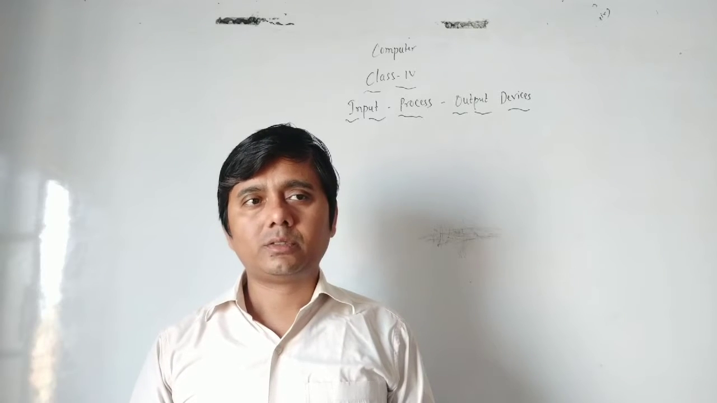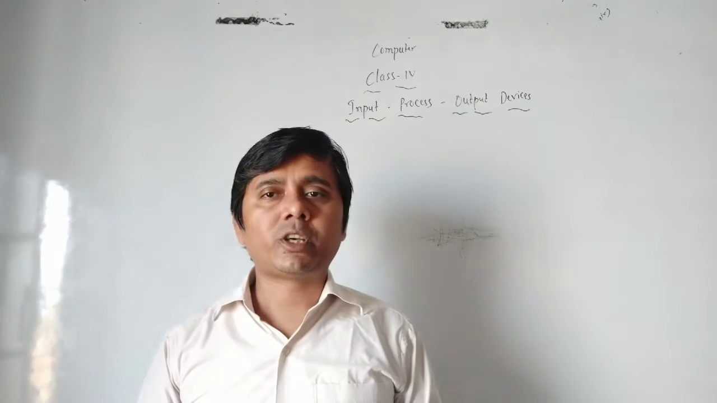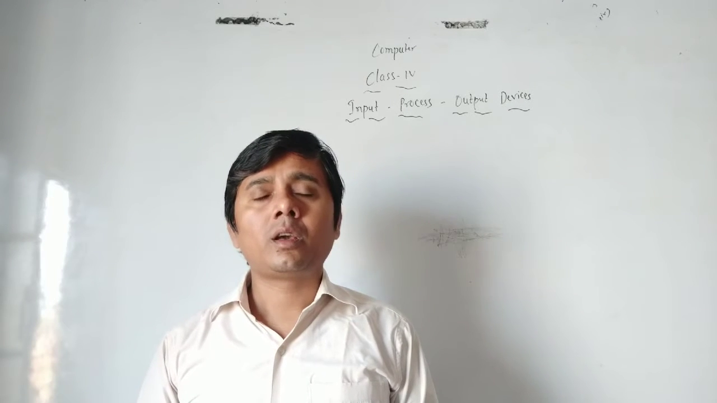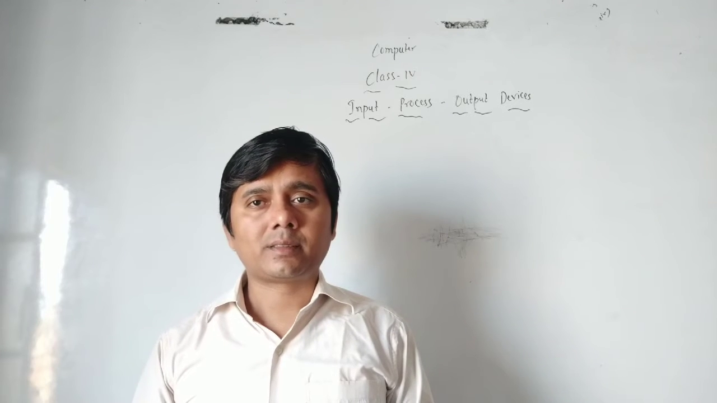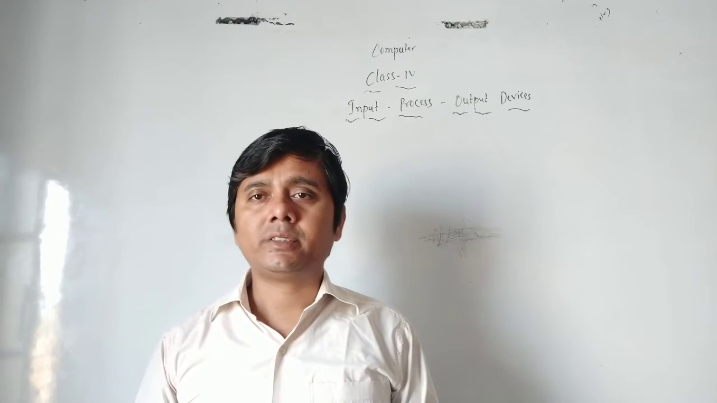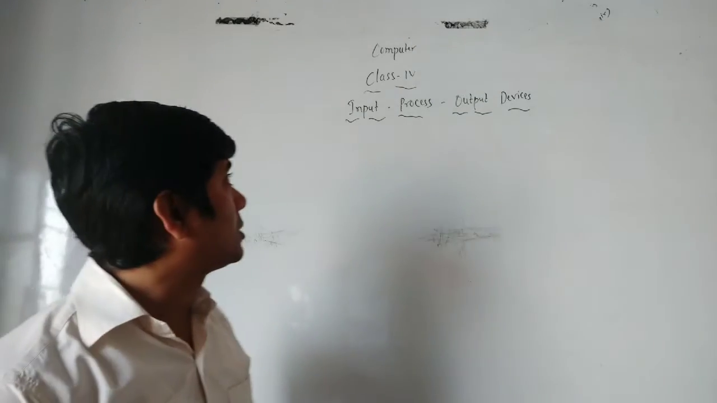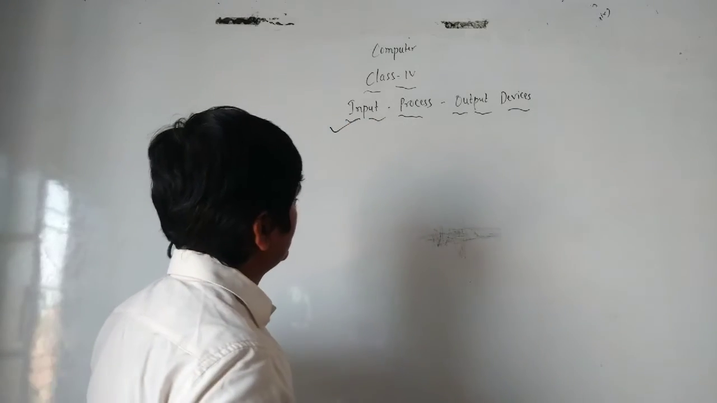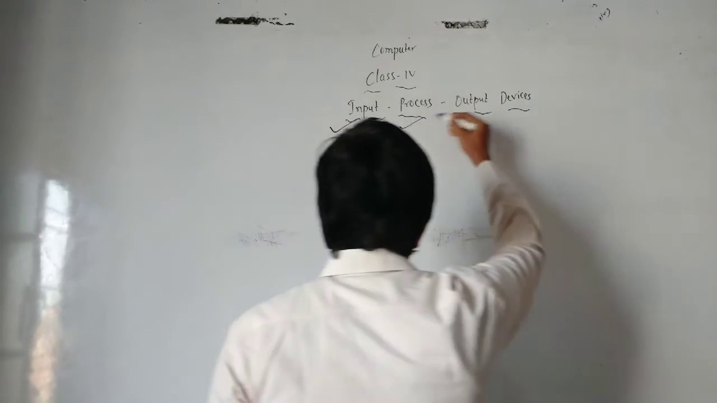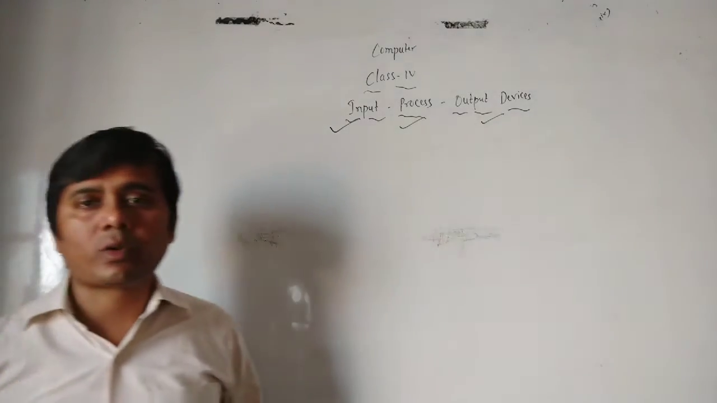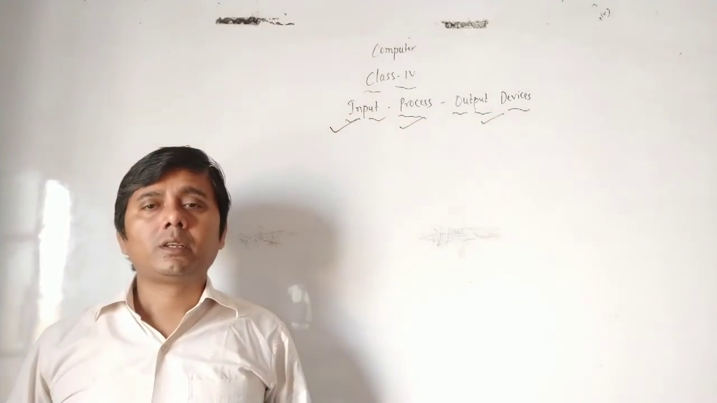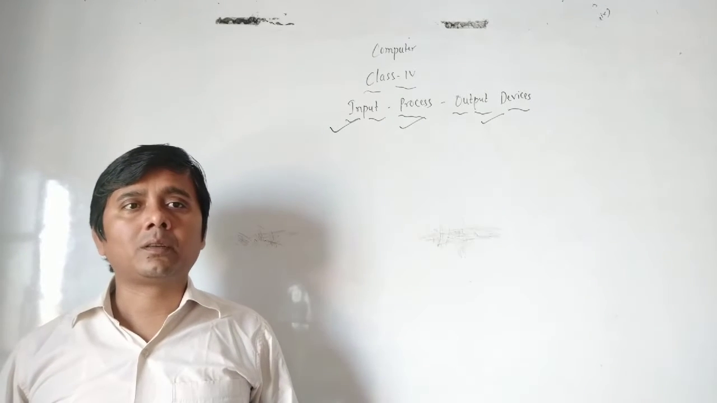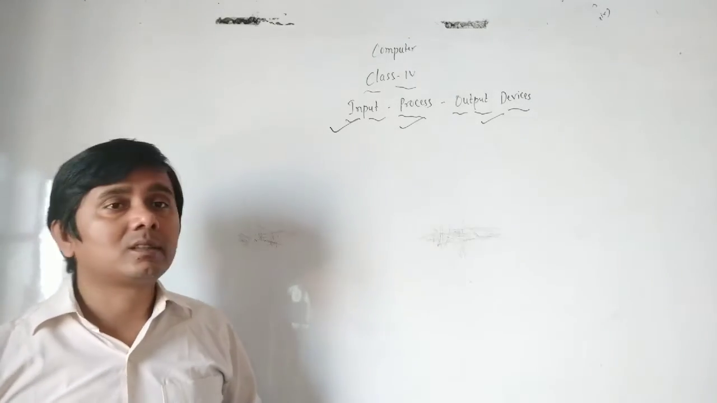We are reading chapter 2. The name of this chapter is Input Process Output Devices. In the previous class, we had read about input devices. Today we will read about process and output devices. Let us start with the process device.